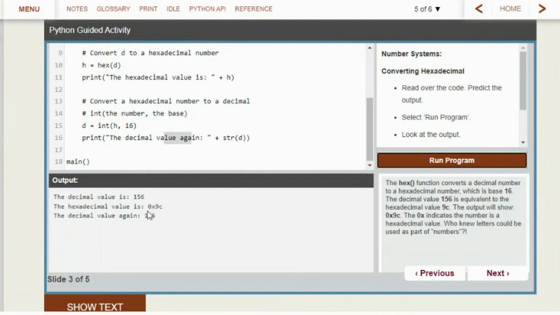So 156. Now notice for hex, it puts 0x. We had 0b before binary numbers. 0x precedes hexadecimal numbers. So the number 9c is equivalent to what decimal? 9c is equivalent to 156. So we can use letters as numbers. And notice it has no problem printing that out without the str. We don't have to do the str when printing a hexadecimal number.